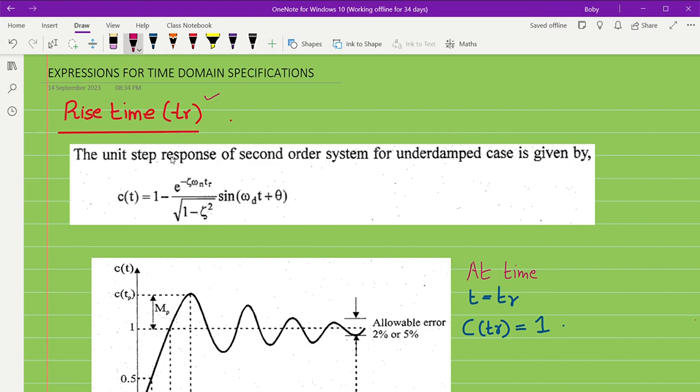The unit step response of a second order system for the underdamped case is given by C of t is equal to 1 minus e power minus zeta omega n t divided by root of 1 minus zeta square, sine omega d t plus theta. So this is the expression for the response of the second order system for the underdamped case. From here we are starting our discussion about the derivation of time domain specifications.